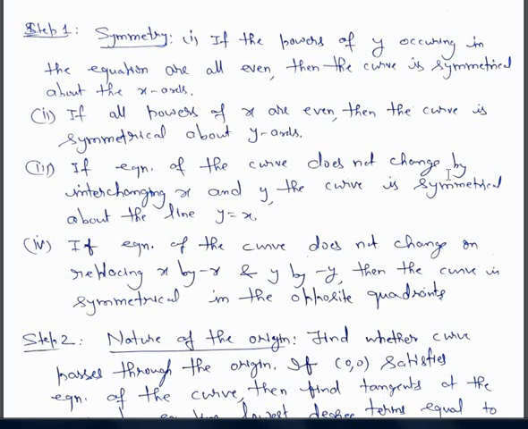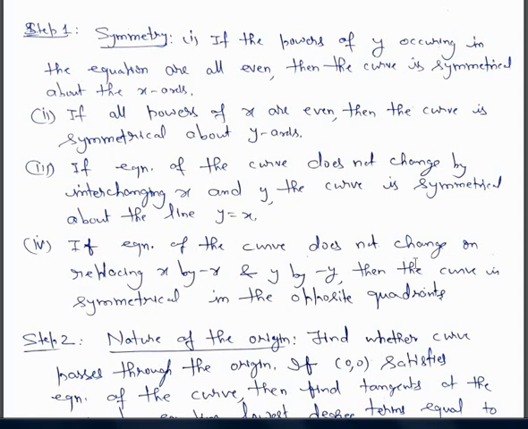So if the equation of the curve does not change by interchanging x and y, then the curve is symmetrical about the line y is equal to x. Means if you interchange x and y and there is no change in the equation of the curve, then the curve is symmetrical about the line y is equal to x. For example, take the equation x cube plus y cube is equal to 3axy. Now if you interchange x and y, what will be the equation? y cube plus x cube is equal to 3ayx. So the equation doesn't change. So this curve will be symmetrical about the line y is equal to x.